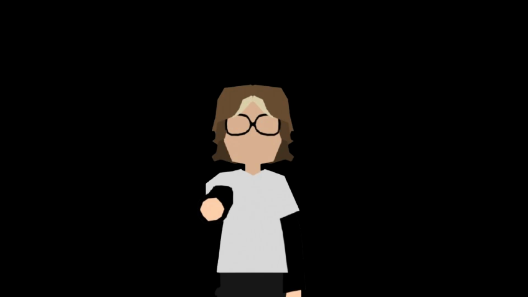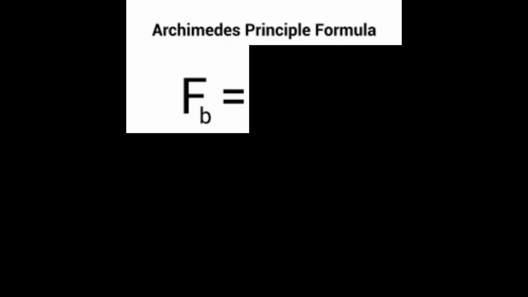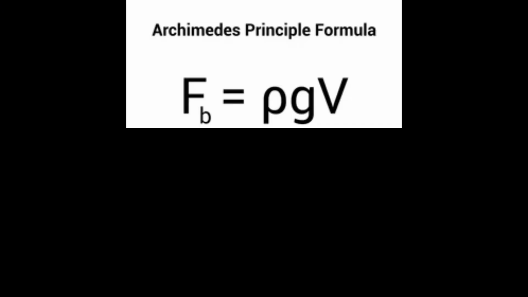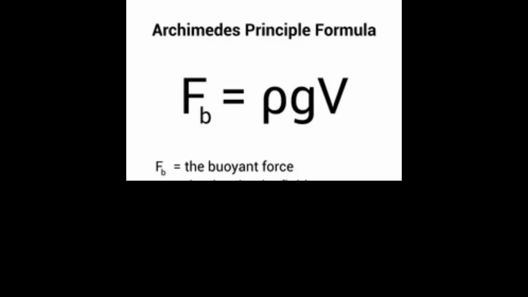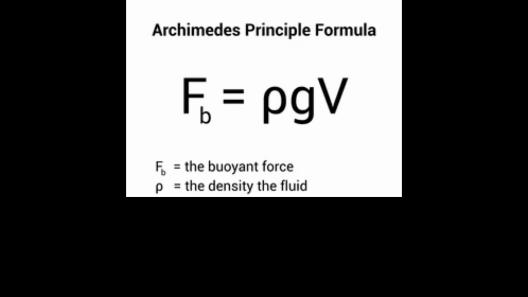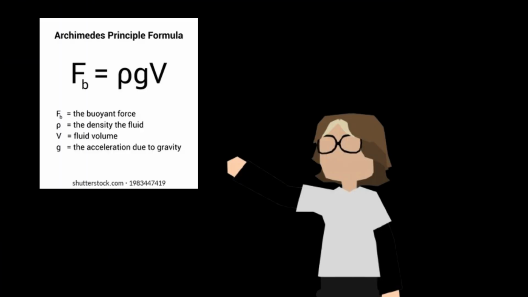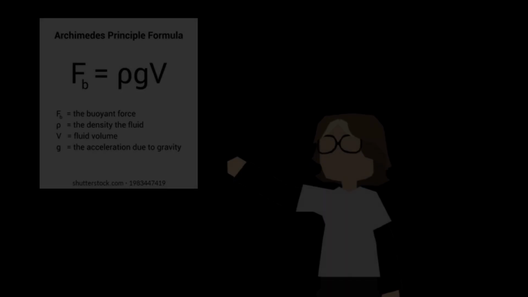The equation Archimedes created for buoyancy was F_B equals rho times g times V. In this equation, F_B is equal to the buoyancy force, rho is equal to the density of the liquid, g is equal to the acceleration due to gravity, which we know is negative 9.8 meters per second, and V is the fluid volume. All of these make up Archimedes' principle, and are the key components to the buoyancy formula.